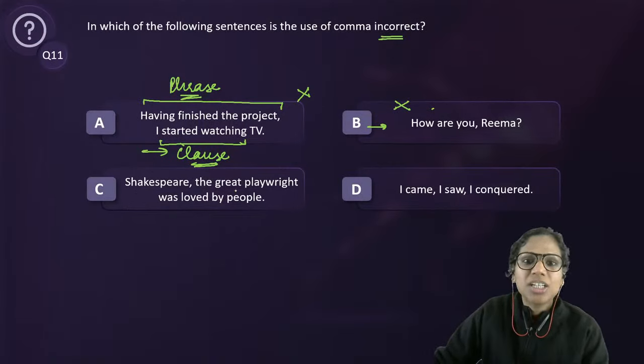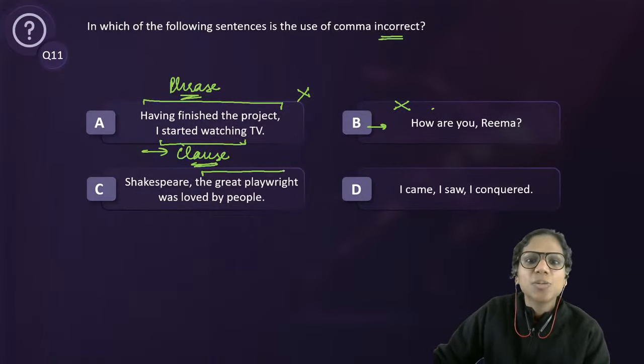Shakespeare, the great playwright. Now this is a description of Shakespeare. Now some additional information about Shakespeare. Notice the spelling of playwright.